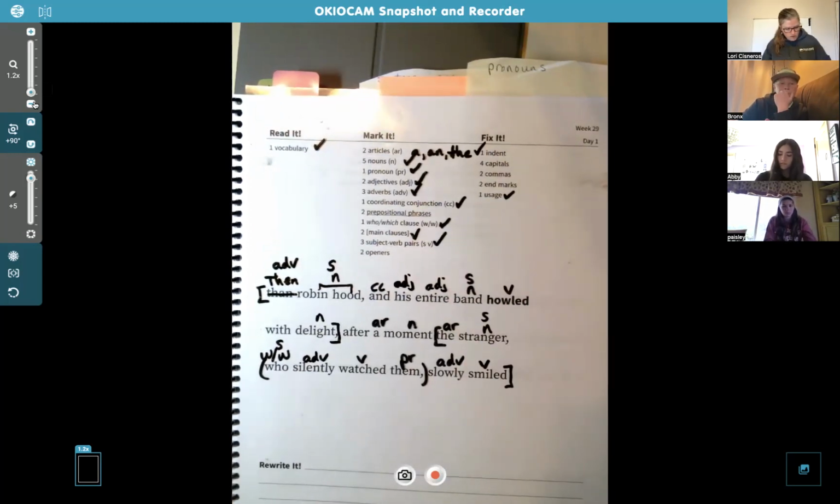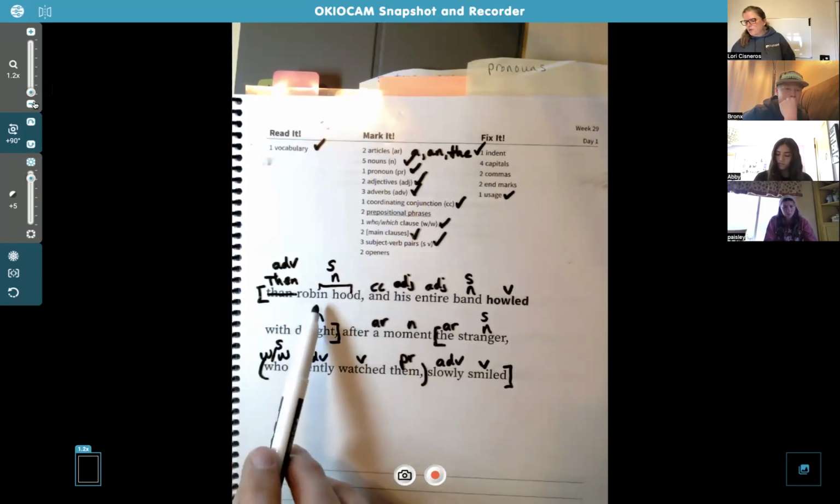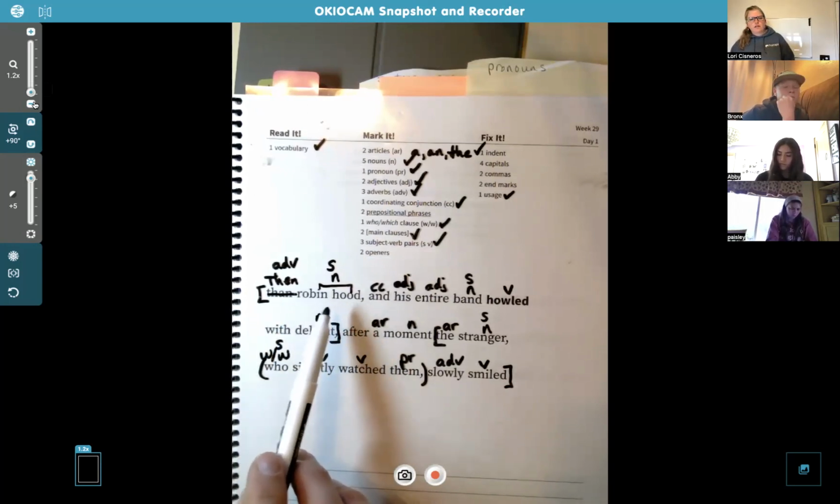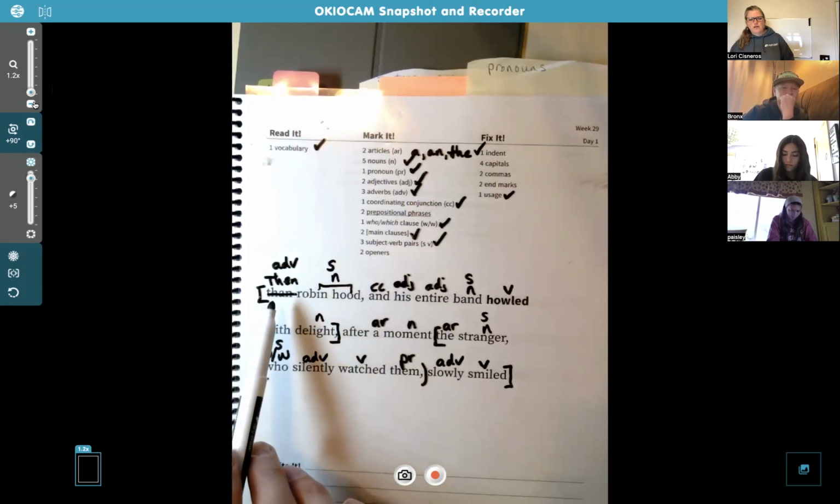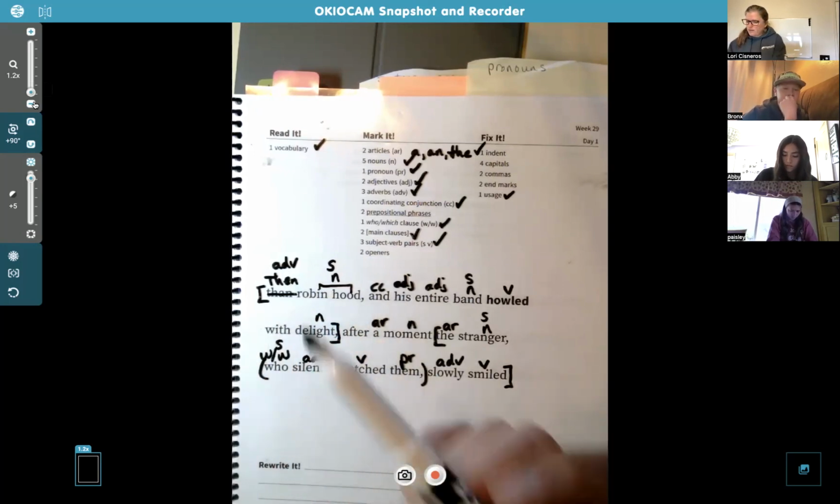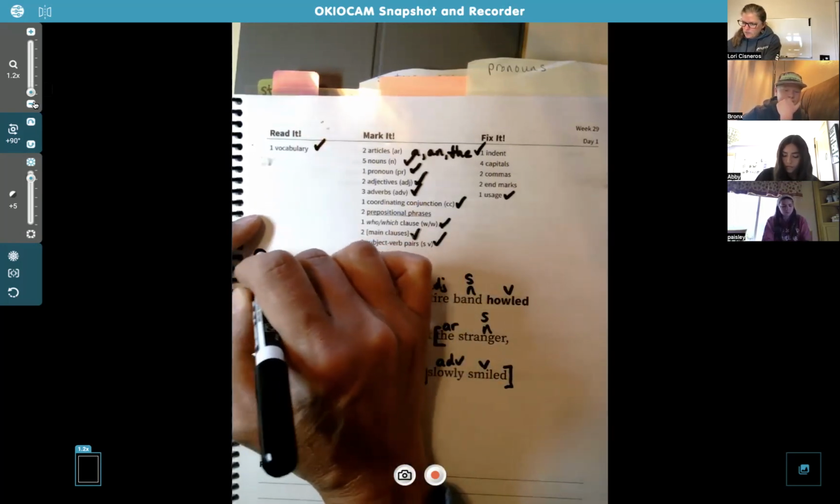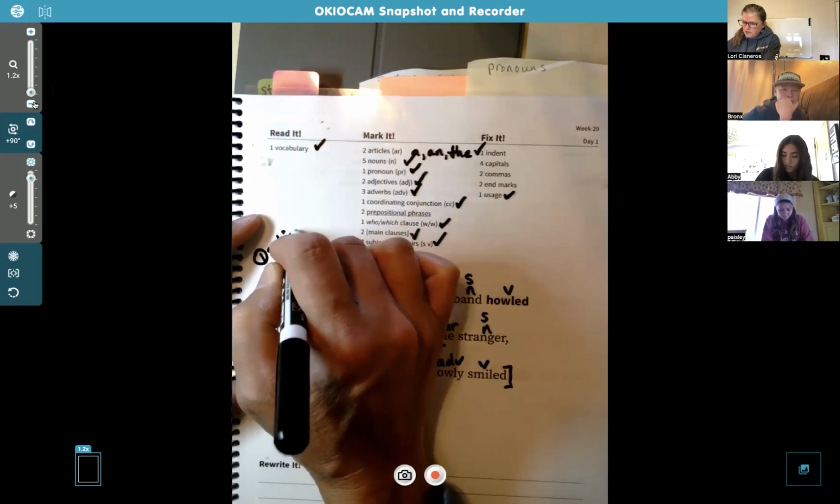Openers. What do you think, Bronx? What kind of opener do we have on the first sentence here? At the start, one. Yeah, this is a number 1 opener because we're talking about Robin Hood, the subject, even though it has this adverb here. So it is a number 1. Very good. So we'll just put number 1, subject.